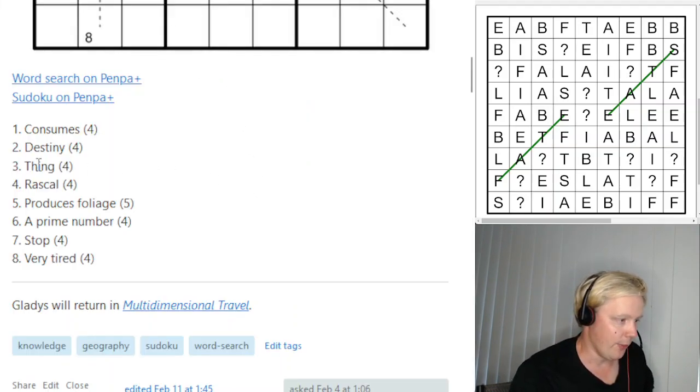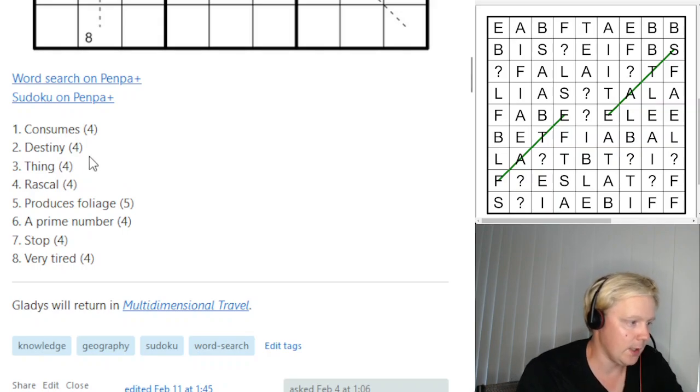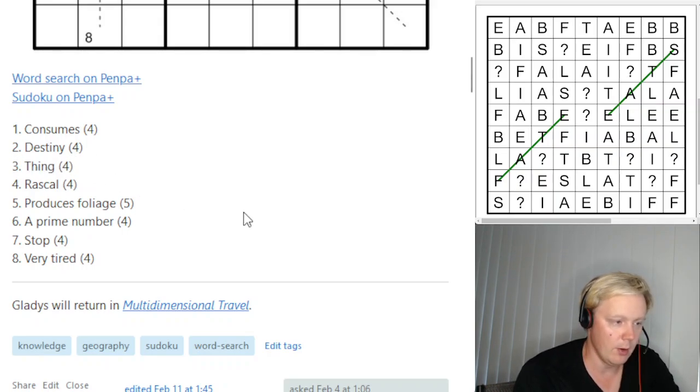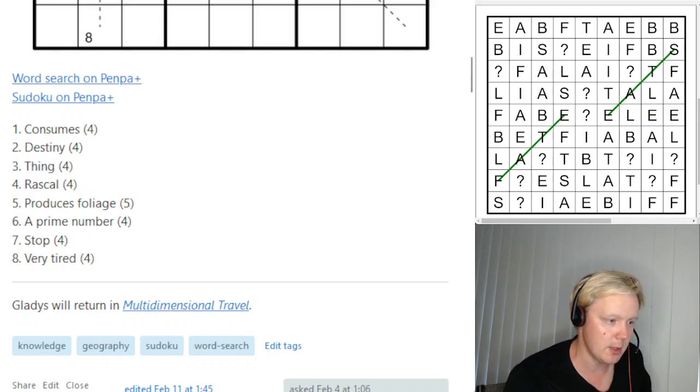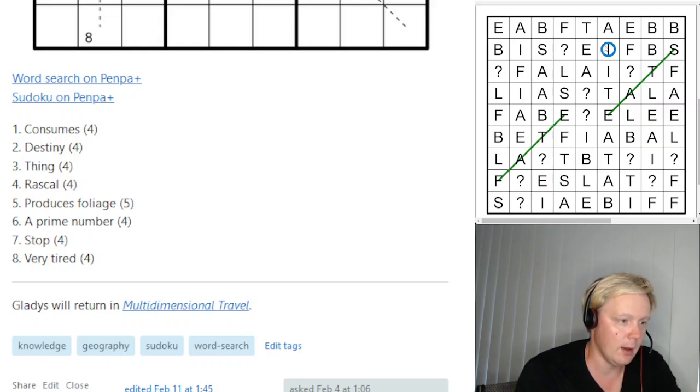But let's continue. A thing, 4 letters would be an item. An item is a thing. So let's look at I, T, E, and we don't have an M in the grid, so M would be this question mark. So let's look at I's.